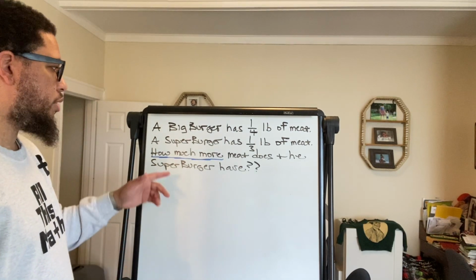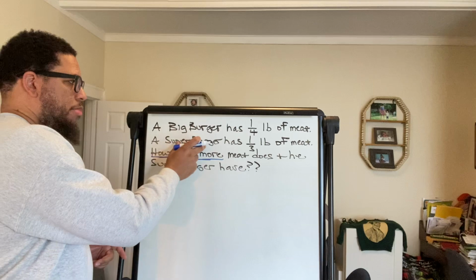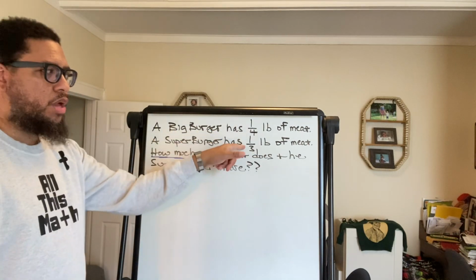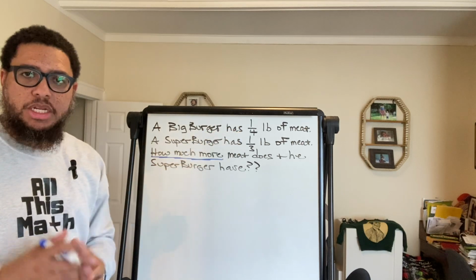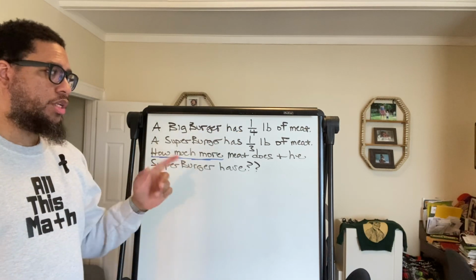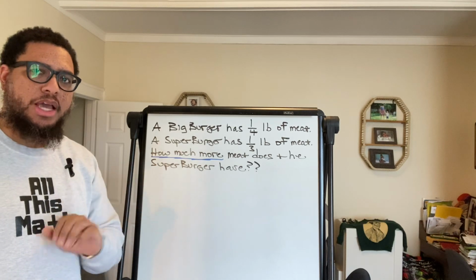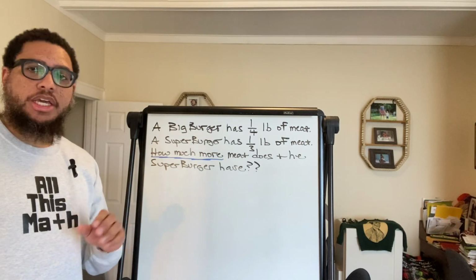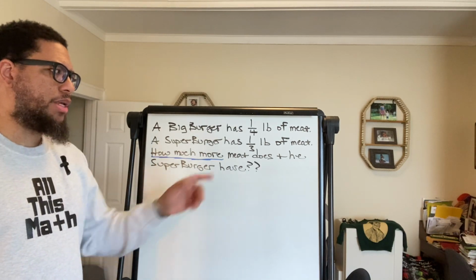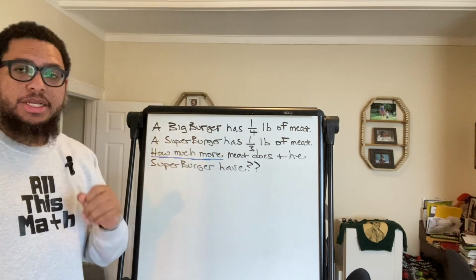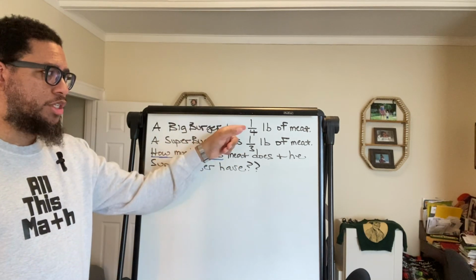How much more meat does the super burger have? So the super burger has more. And that's another thing we need to understand. 1/3 is larger than 1/4. We need to know how to compare fractions. Let's take a moment and talk about that real quick, because a lot of students get confused. They say, well, how can that be? Because I know that 4 is bigger than 3. So how can 1/3 be bigger than 1/4? That's exactly why. It's because 4 is bigger than 3.